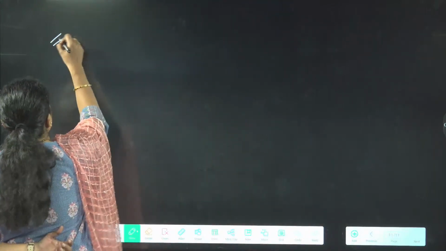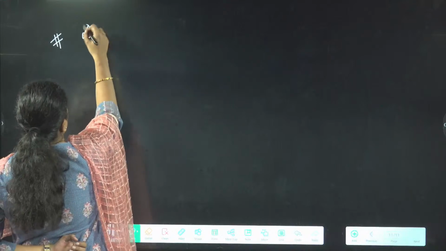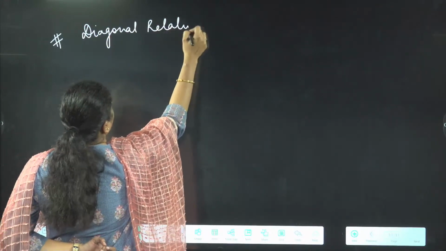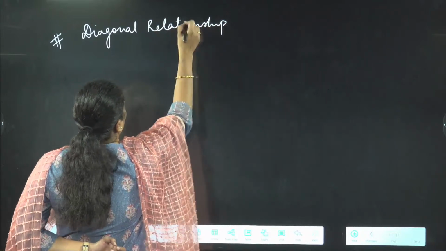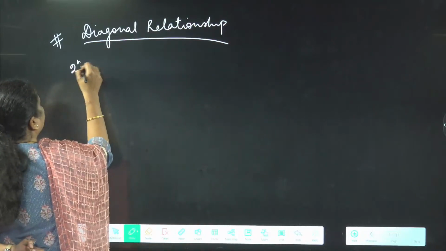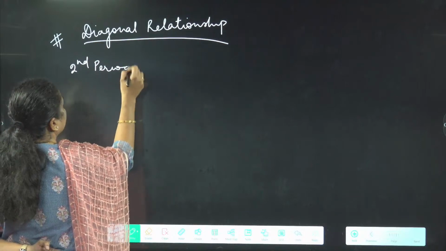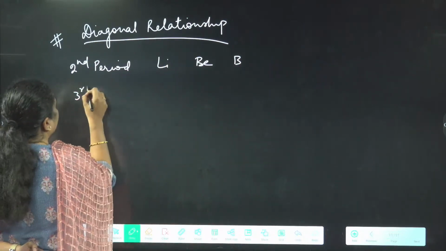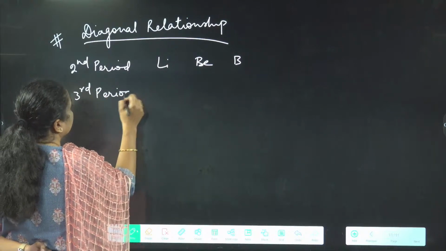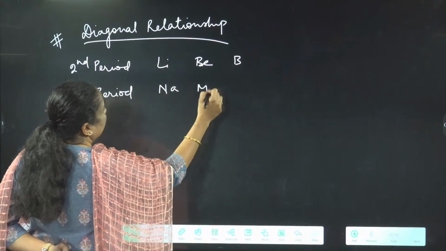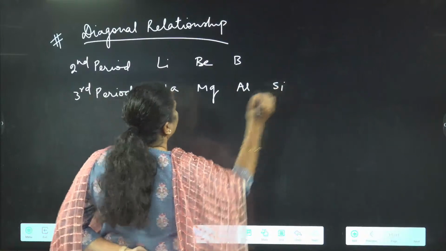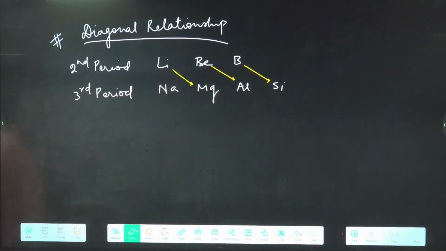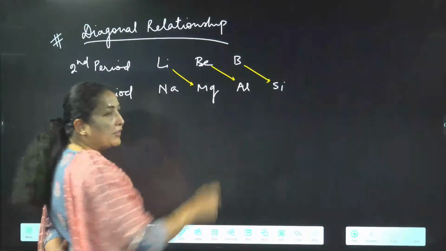Okay. Now let us go for diagonal relationship. So basically, if I'm writing second period elements here: lithium, beryllium, boron. Third period elements: sodium, magnesium, aluminium and silicon. So you are able to see there is a diagonal relationship which exists like this. Diagonally, lithium and magnesium are having a diagonal relationship.